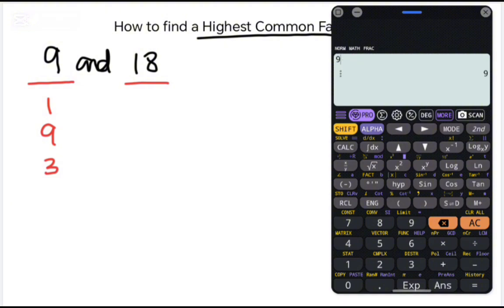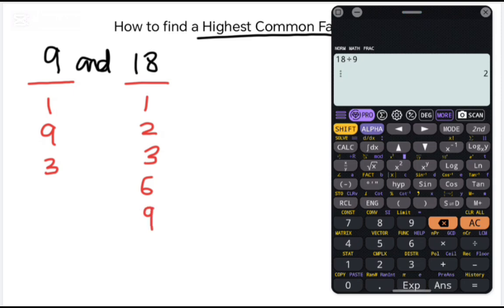Now we're going to 18. What are the factors of 18? We're going to divide by 1. This one we already did. It is 1 and 2 and 3. Let me just confirm 4. Not 4, but 6 also, and 9 also.